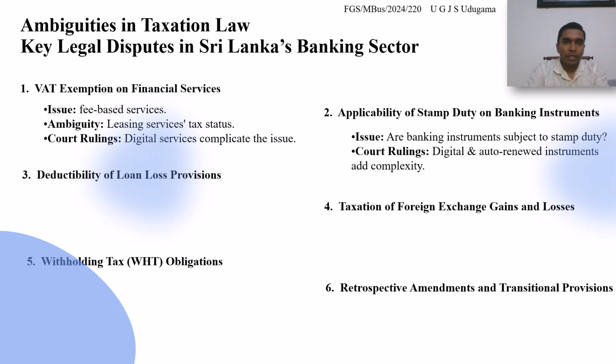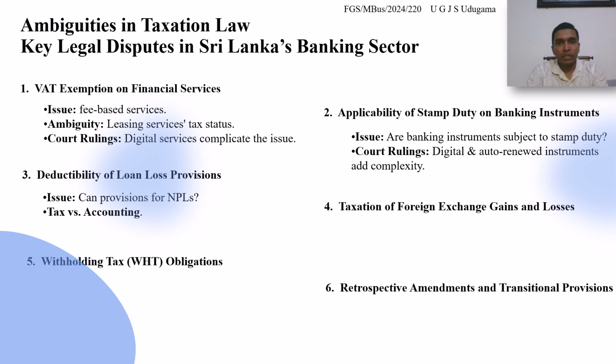The next one is the applicability of stamp duty on banking instruments. There are legal doubts regarding whether bank instruments like facility letters, overdraft renewals, and guarantees are subject to stamp duty. Although courts have applied it, the rise of digitally executed and automatically renewed instruments creates challenges in consistent application. The third argument is the deductibility of loss provisions.